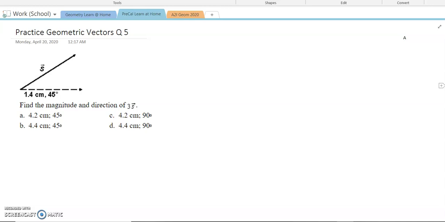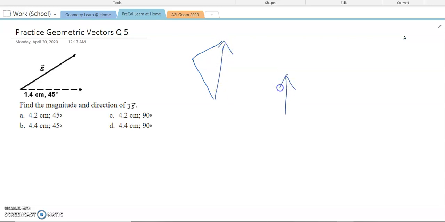Number 5, find the magnitude and direction of 3s. So adding, you would need to find the endpoints, and if you have vectors that are in different directions, you end up with a direction that's completely different. So unlike that last example, where we had s plus u, we ended up getting a completely different direction than either of the other ones.